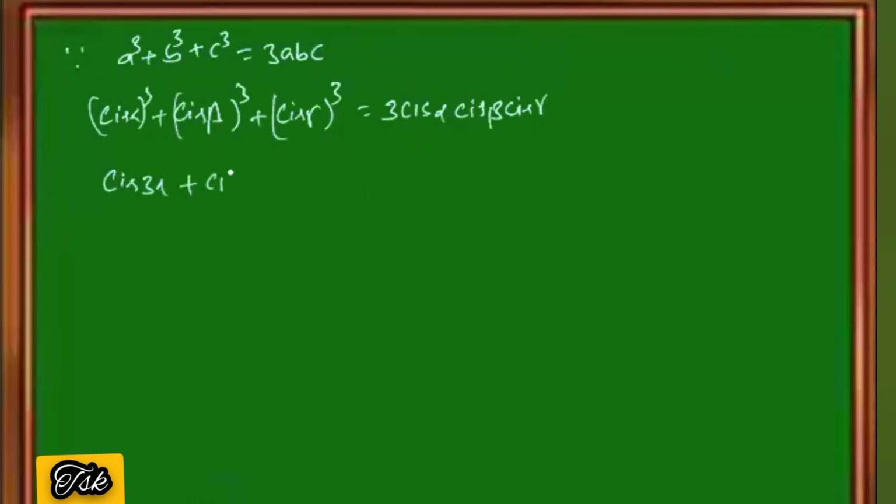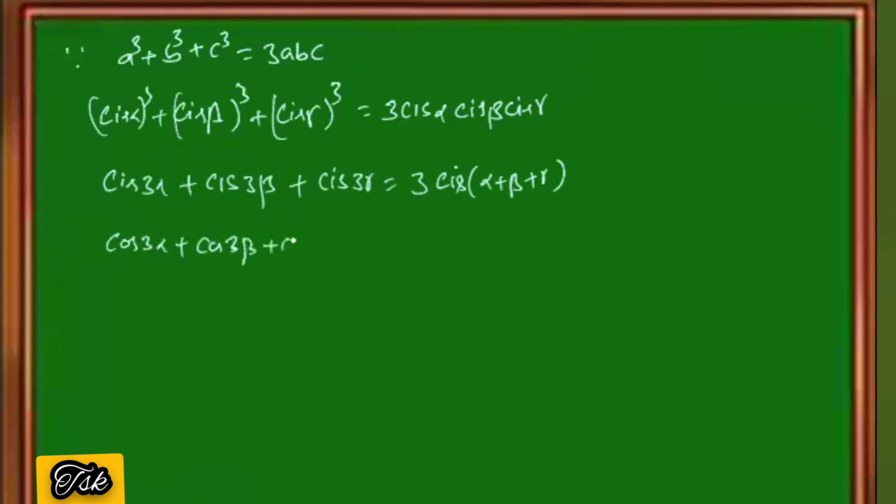Cis beta whole cube is cis 3 beta, and cis gamma whole cube is cis 3 gamma. The sum is equal to 3 times cis alpha, cis beta, cis gamma, which is cis of alpha plus beta plus gamma. So here the real part is cos 3 alpha, here the real part is cos 3 beta, here the real part is cos 3 gamma. Since these two are complex numbers, comparing real parts, we get cos 3 alpha plus cos 3 beta plus cos 3 gamma, plus i into sin 3 alpha plus sin 3 beta plus sin 3 gamma.